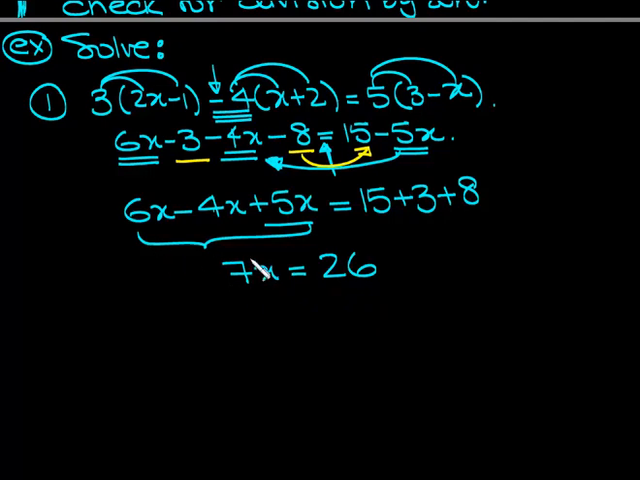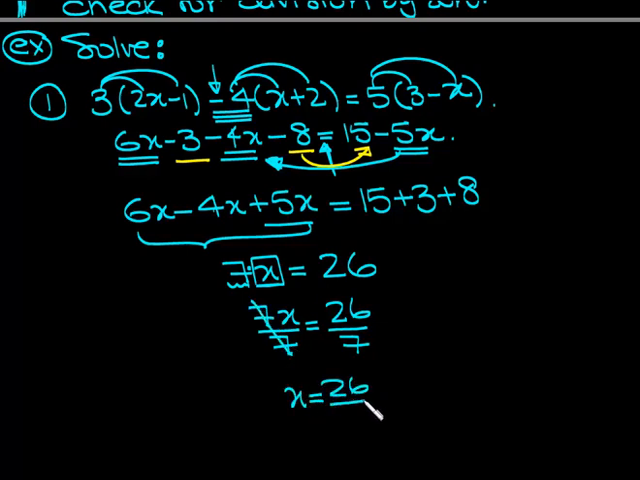Now we want to isolate just the variable. I want this x by itself. So I want to get rid of this 7, which is attached by multiplication. So you do the opposite. You divide both sides by 7. So the 7's cancel here. So you get x is equal to 26 over 7. Do not convert the answers to decimal unless it's a word problem. If it's not a word problem, always leave your answers in exact form.